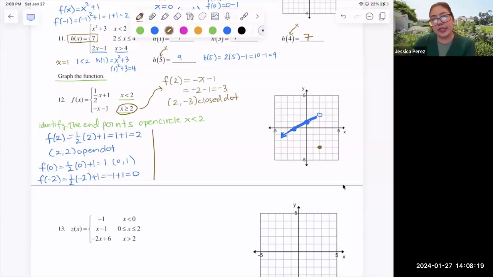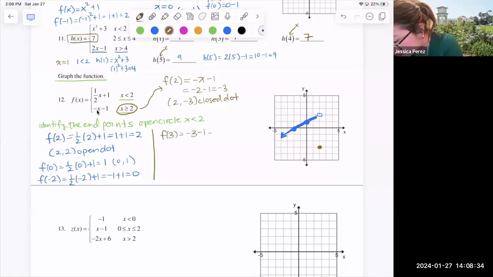And then I want to see where this graph is going. It's for x greater than or equal to 2, so the values I can pick are greater than 2. So I'm going to plug in 3. f of 3 is going to be -3 minus 1, it's -4. So 3 and down 4, it's another point. If I plug in f of 4, it's going to be -4 minus 1, which is -5. So 4, -5. So my graph is going to go this direction. And there's my graph. It's going downward.